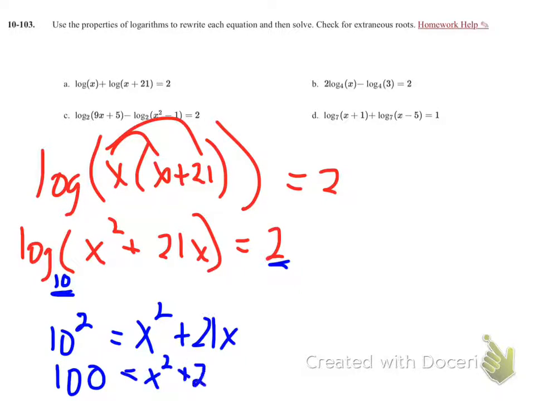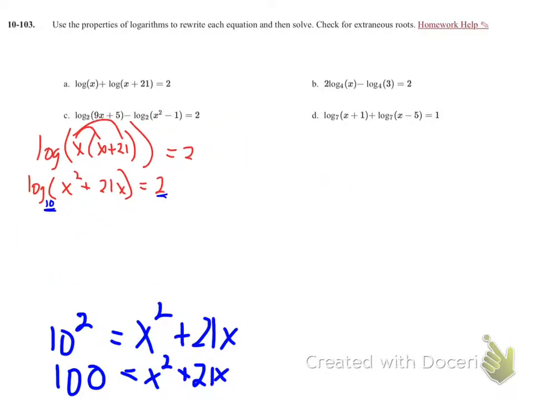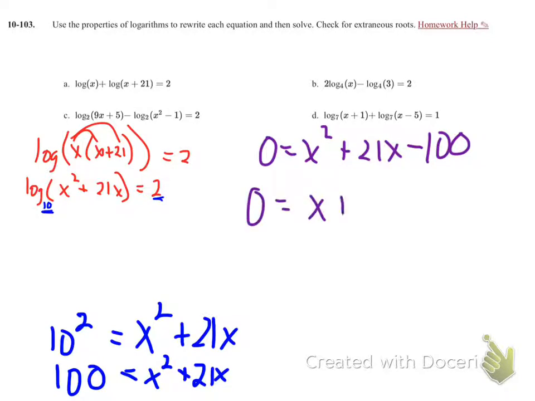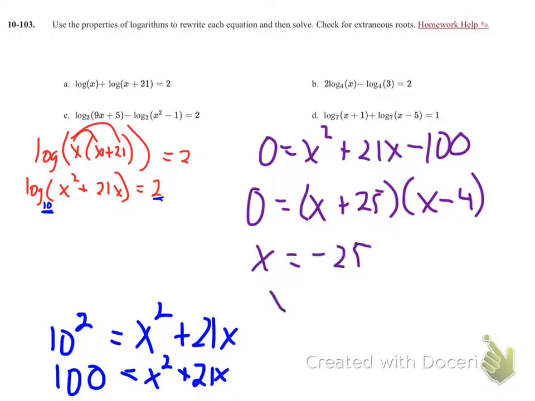x squared plus 21x. This is now a quadratic that I need to solve. So I'm going to go through and set it equal to 0. I have 0 equals x squared plus 21x minus 100. This does factor. It's going to factor into x plus 25 and x minus 4. Zero product property, x will equal negative 25 and x will equal positive 4.